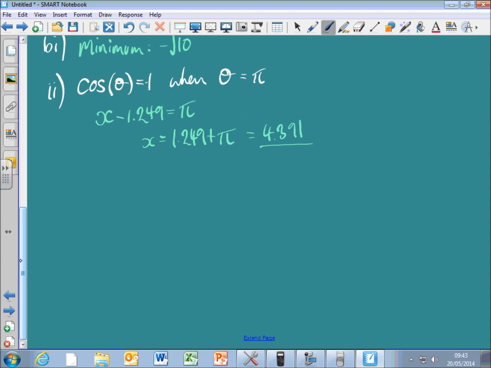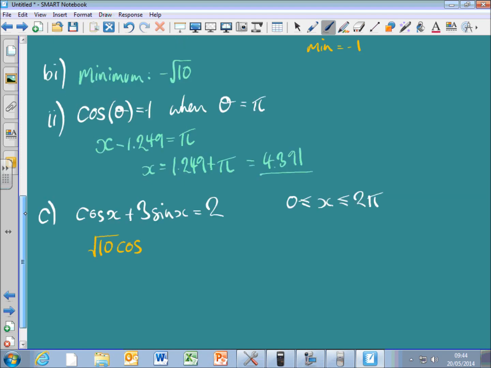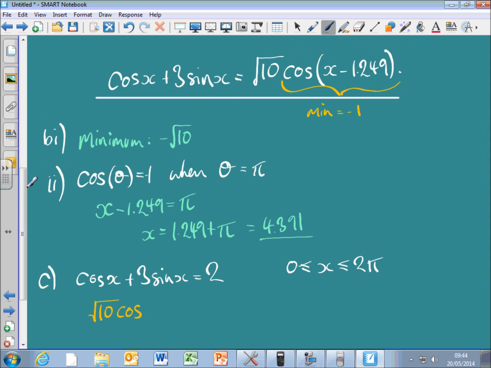Okay, and then finally, part C, it's asking us to solve the equation cos x plus 3 sine x equals 2, in the interval 0 to 2 pi, giving all the solutions to 3 decimal places. Well, we've already shown that we can write this as root 10 cosine, and it was x minus 1.249.